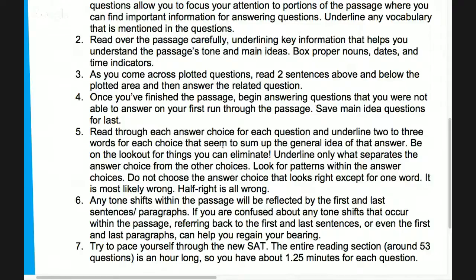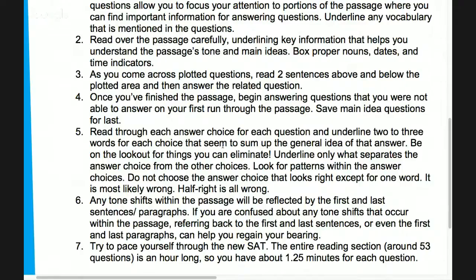5. Read through each answer choice for each question and underline 2 or 3 words for each choice that seem to sum up the general idea of that answer. Be on the lookout for things that you can eliminate. Underline only what separates the answer choice from the other answer choices. Look for patterns within the answer choices. Do not choose the answer choice that looks right except for one word. It is most likely wrong. Half right is all wrong.